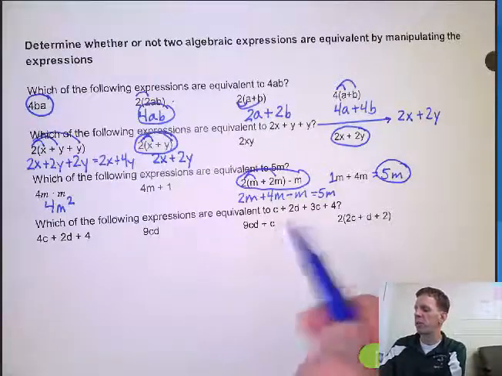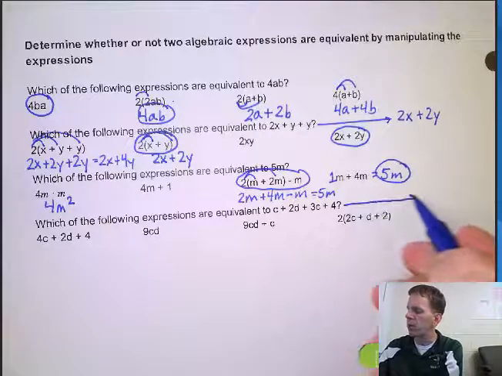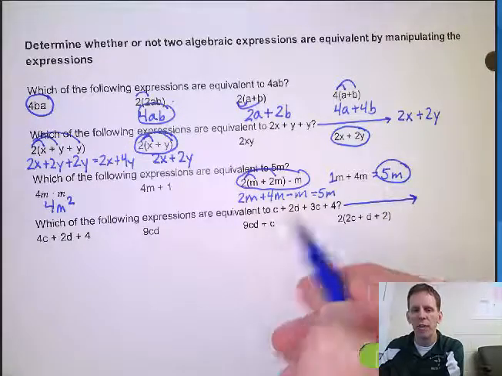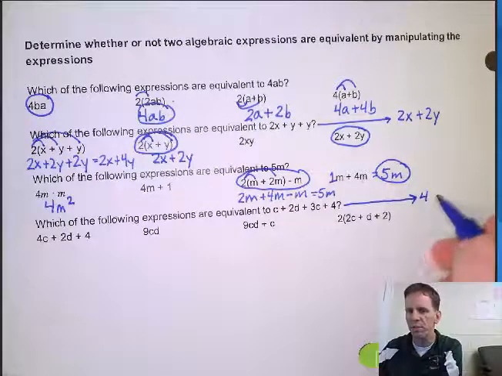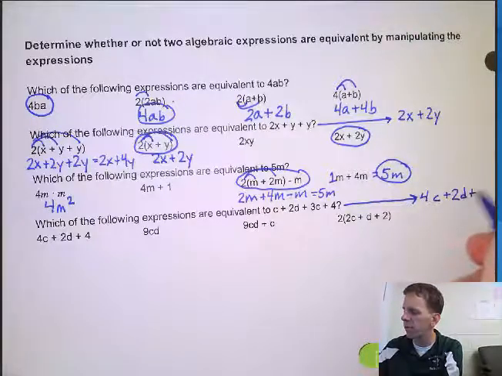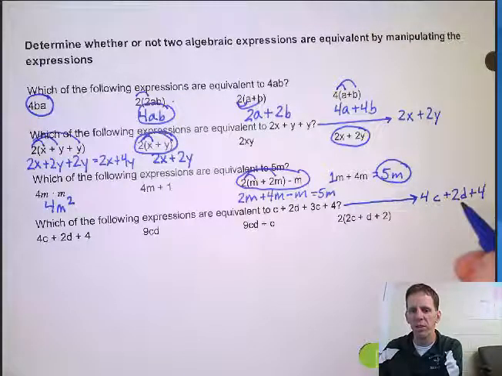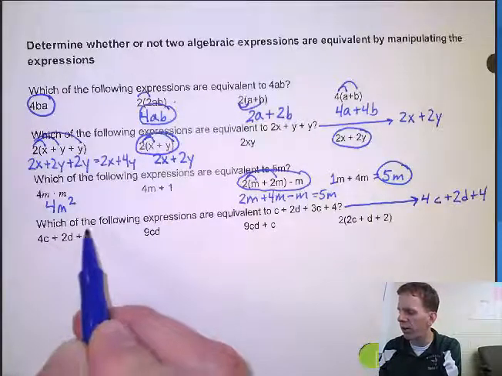Which of the following expressions are equal to c plus 2d plus 3c plus 4? You again are able to add like terms together. You can add the c's together. This is 1c plus 3c, which is 4c. There's a d, actually 2d. There's a 4. That's kind of as far as you can simplify this. 4c plus 2d plus 4. Yeah, that works.